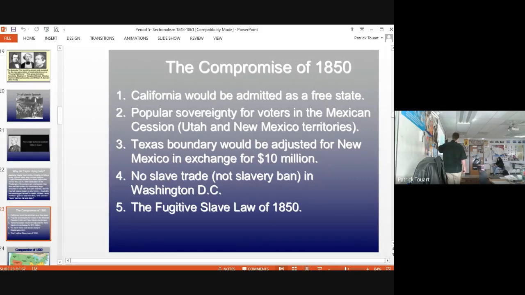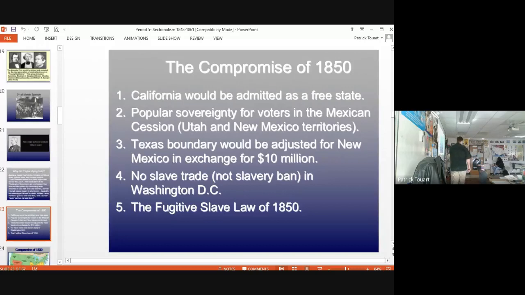All right, no slave trade in D.C. Not an outright ban on slavery, but a slave trade ban. So no more auctions of slaves in the capital. Obviously, a win for who? For Northerners. And then you have the infamous number 5, the Fugitive Slave Law.